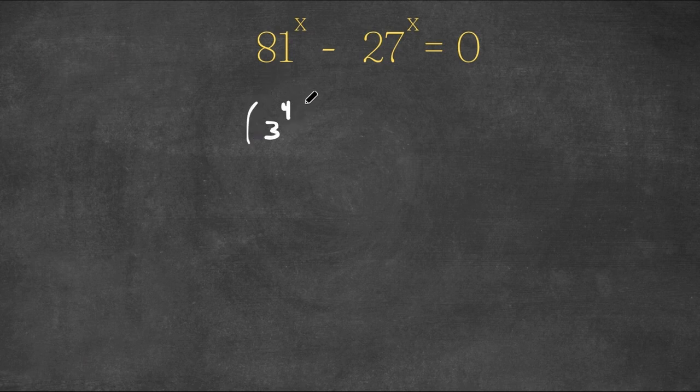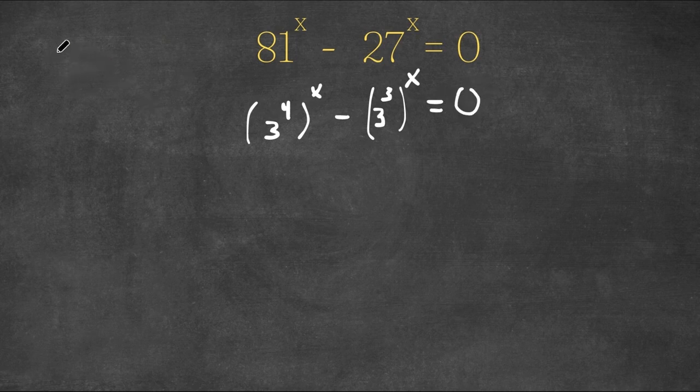So now we have 3 to the power of 4 to the power of x minus, now I'm going to change 27 to 3 to the power of 3. So now we have 3 to the power of 3 to the power of x. And this is equal to 0.